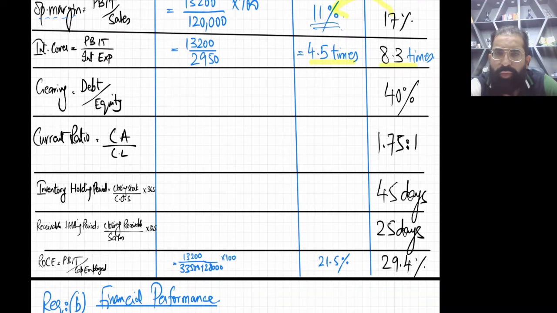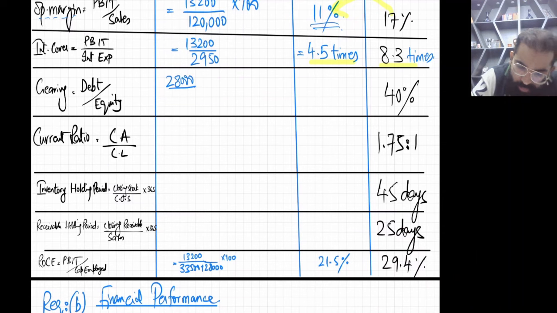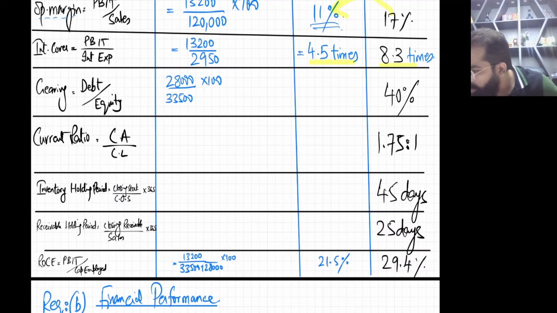Now we are moving with these ratios, the gearing and all. Gearing is debt, meaning non-current loans, divided by shareholder equity. Your non-current loans are 28,000 divided by the equity, 33,500, multiplied by 100. So this will be 83.6%.